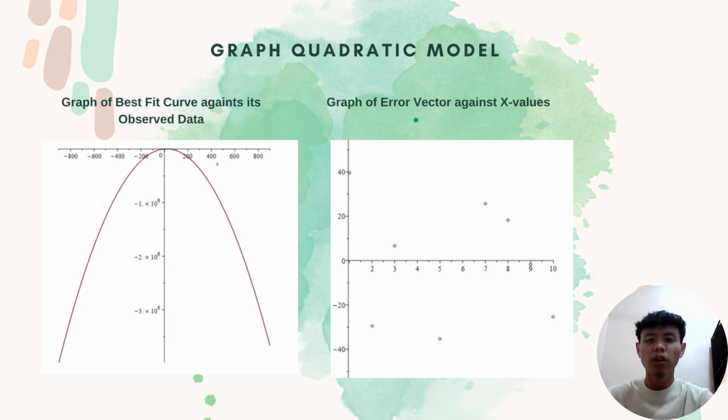For the graphs of the quadratic model, we have two. On the left side, we have the graph of the best fit curve against its observed data with the negative slope. And on the right side, we have the graph of the error vector against x values.